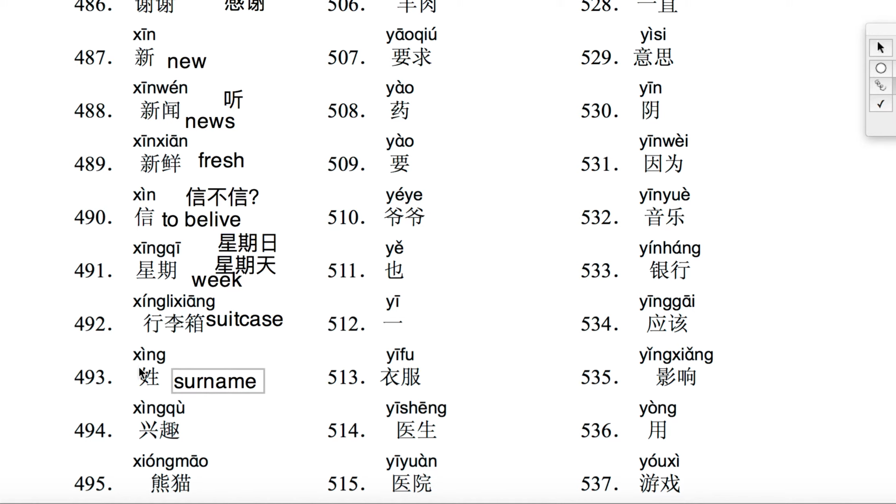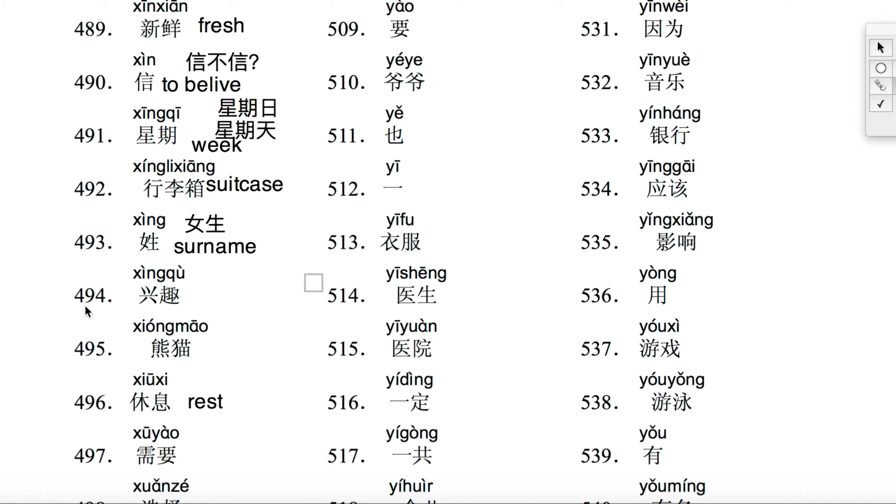The left part is 女. Right, female. And then 生 means student or young person. So 女生 means girl, not a little girl but a girl, definitely not a woman yet. And then we put them together as one character, it means surname. You ask the girl's surname.